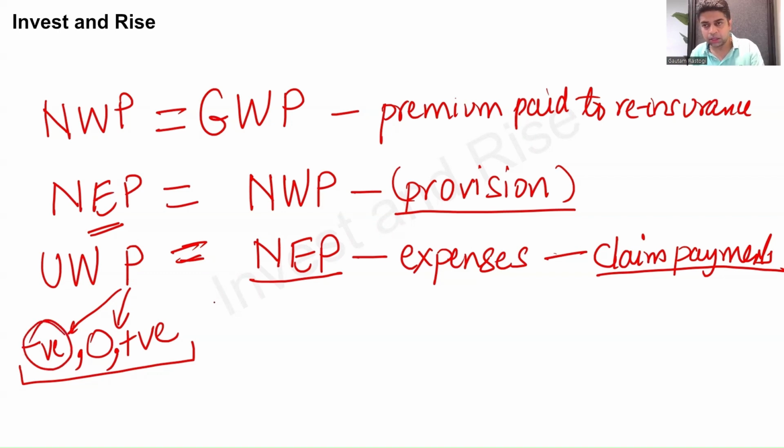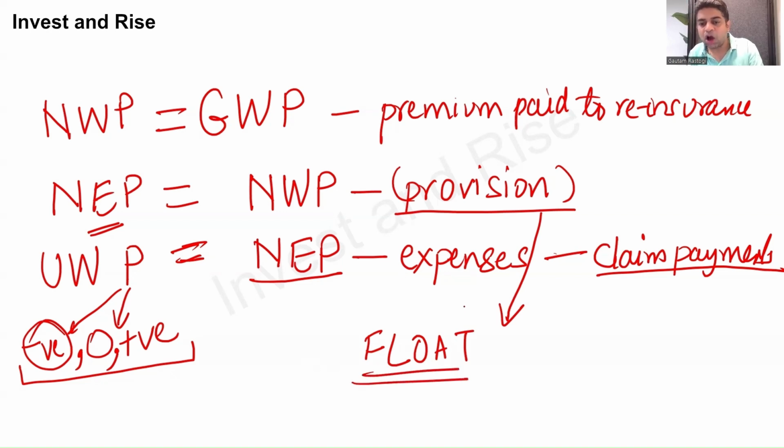All right. So obviously, if they are making an underwriting profit, then it's great. But even if they are just breaking even or making a small underwriting loss, that's fine. They are still making money. I'll tell you why. Because this provision eventually is added to something which is called float or investment assets. On this float, these investment assets, they earn an interest income.